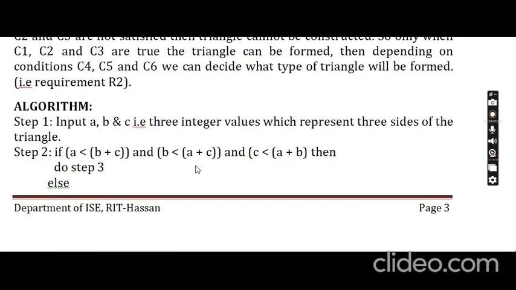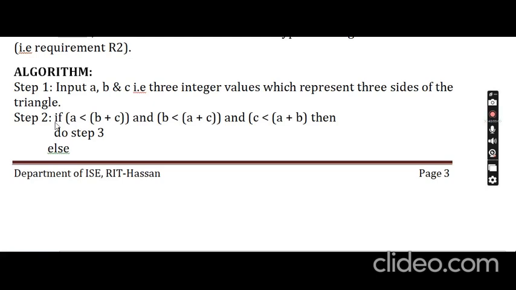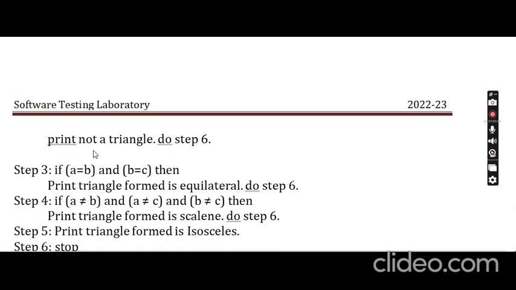Now coming to the algorithm of the triangle program. In step 1, we give the inputs a, b, c as three positive integer values. In step 2, if the conditions a less than b plus c, and b less than a plus c, and c less than a plus b are true, it goes to determine the type of triangle. Otherwise, it displays that it is not a triangle.